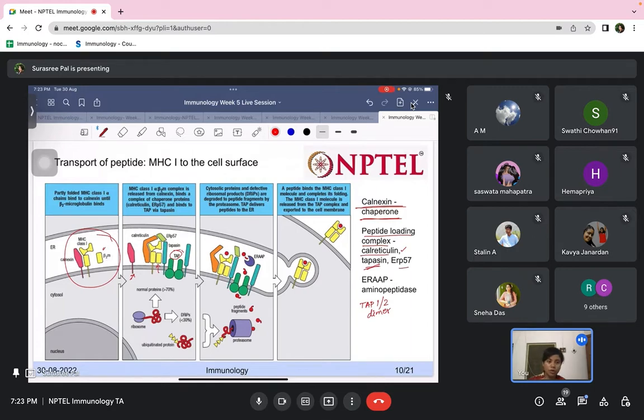The principal role of TAP is that once these peptide molecules are generated in the cytoplasm, after the degradation by the proteasome system, these peptide molecules are transported into the ER lumen with the help of this TAP. So TAP is like a transporter which transports these short fragments of peptides into the ER lumen so that it can now bind to the MHC class 1 molecule.